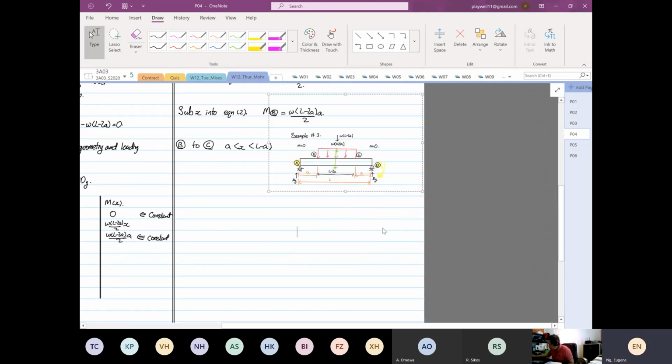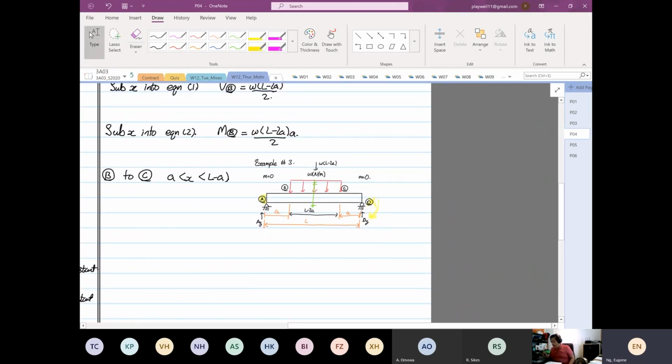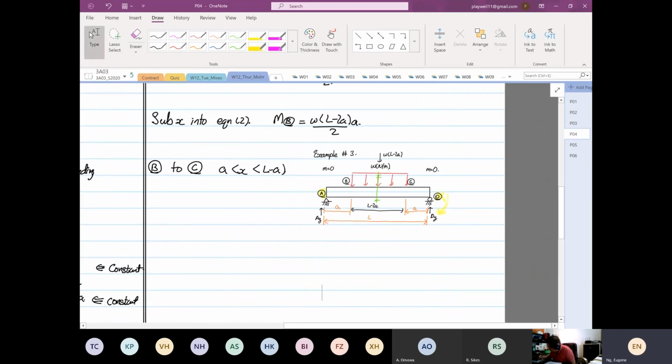Right. So what you can see now, between point B to point C, you have a distributed load. So now all you need to do is just say dV by dx. Between point B to point C, you know that you're going to have what? Minus omega as a function of x, or just minus omega, right?